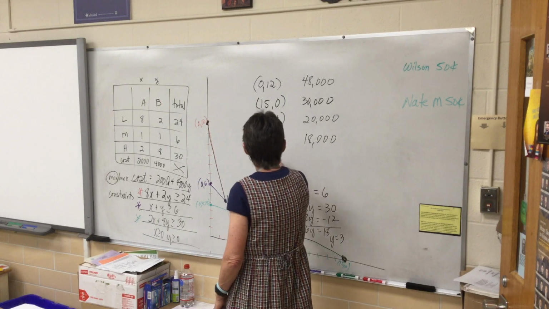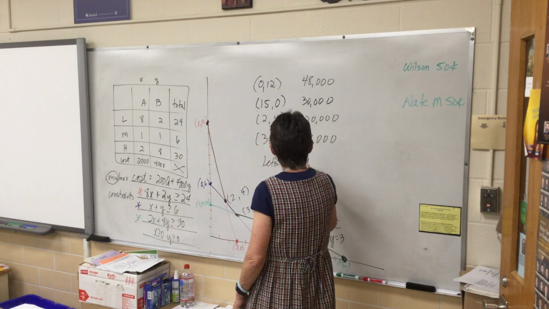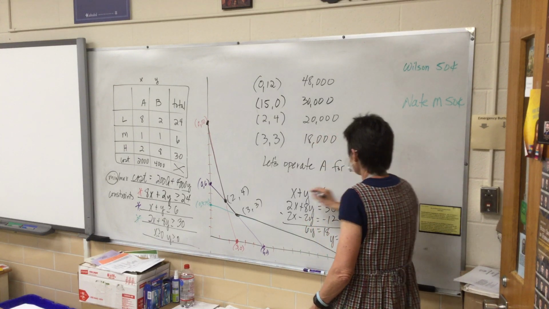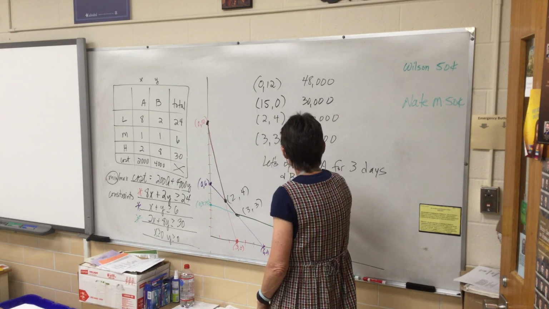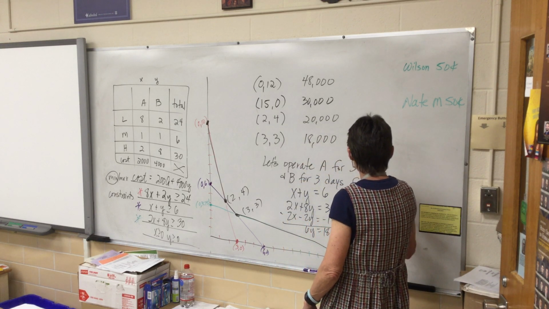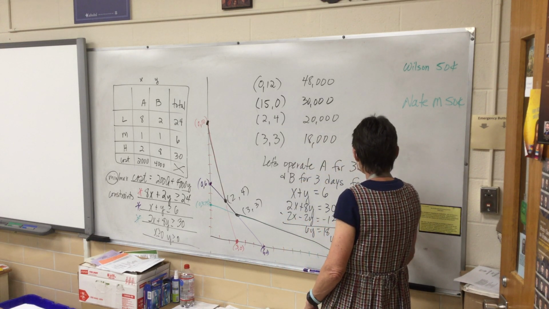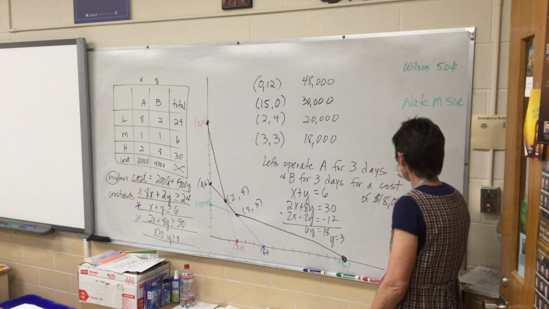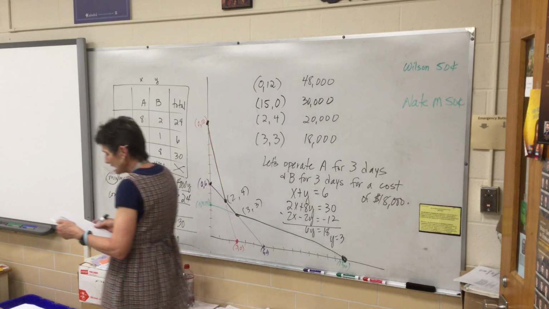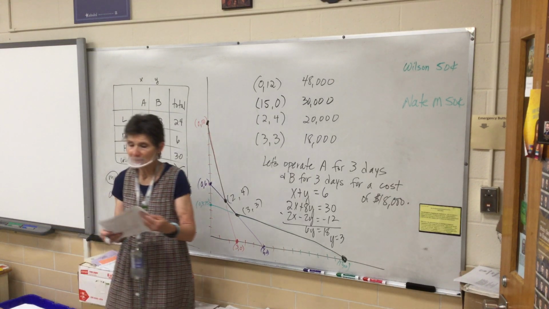So let's operate A for 3 days and B for 3 days for a cost of $18,000. And that answers the question. How many days to fill the orders at minimum cost?